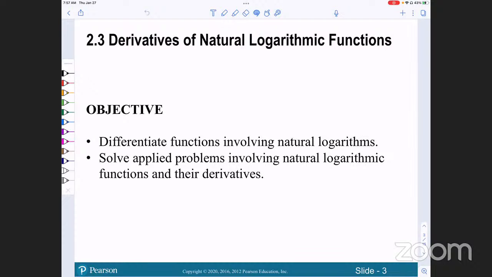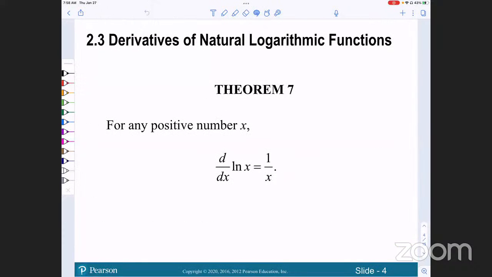Here we're going to be looking at section 2.3, derivatives of natural logarithmic functions. A couple of objectives: we'd like to differentiate functions involving natural logarithms, and solve applied problems involving natural logarithmic functions and their derivatives. For any positive number x, the derivative of the natural log is 1 over x, right? So the derivative of the natural log is 1 over x.